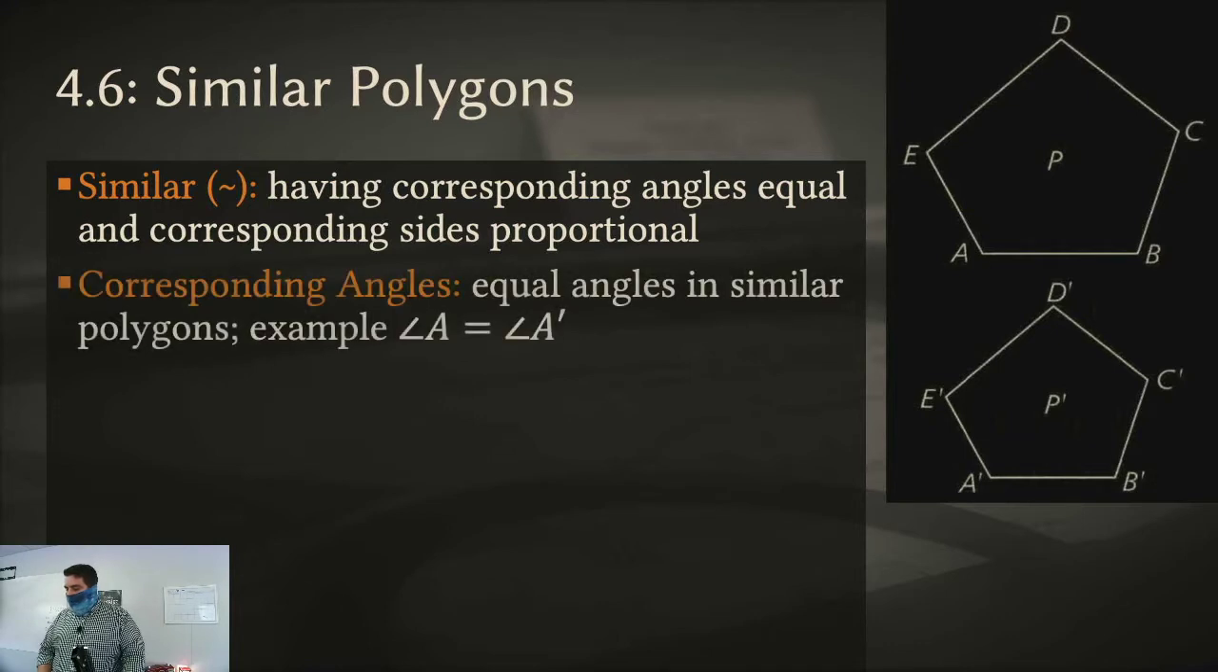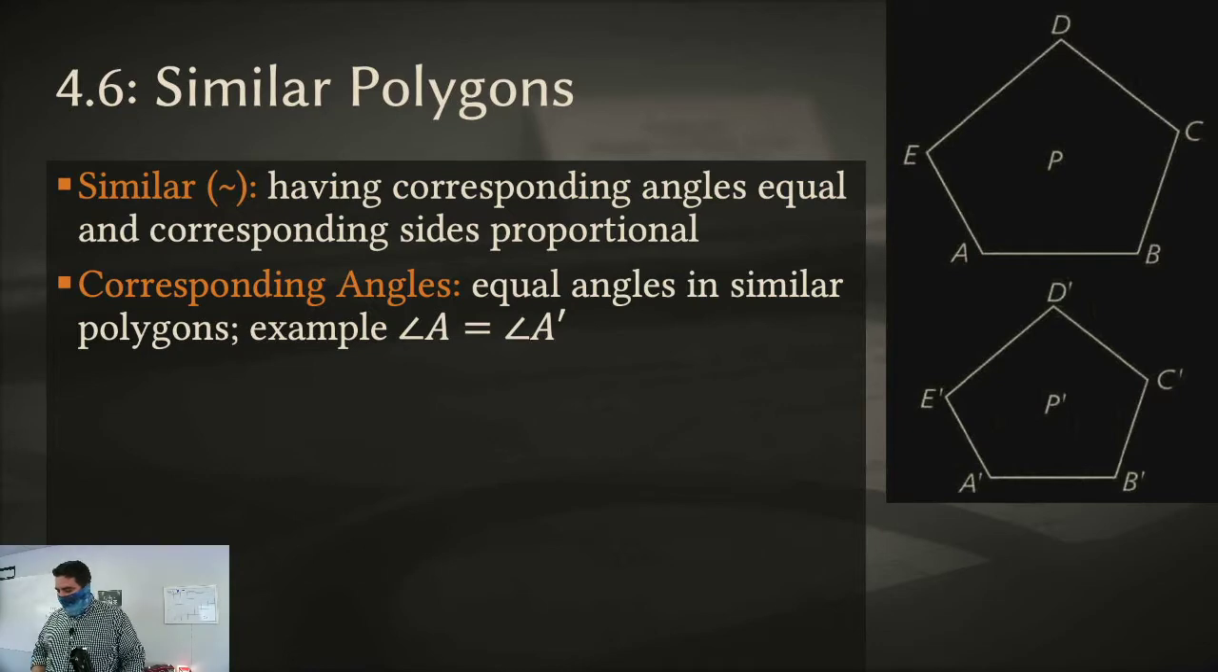Now, corresponding angles are two equal angles in two similar polygons, one angle in each polygon. An example here, corresponding angles would be A and A prime. They don't have to share the same letter. Sometimes you'll see the second shape labeled with completely different letters. We could just easily do F, G, H, I, J around that way. That would be perfectly fine.